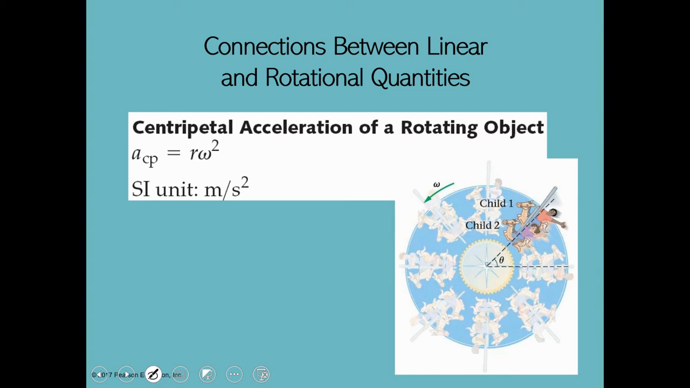We need to make a slight adjustment in order to find the centripetal acceleration. And remember, this is just the acceleration that is in the direction of the axis of rotation, or the center of the circle in layman's terms. So it's the force this way. The centripetal acceleration is like this. And the only change we've made from here to here is that we are going to be squaring the omega term. So centripetal acceleration is the radius times omega squared, and that is measured in meters per second squared.